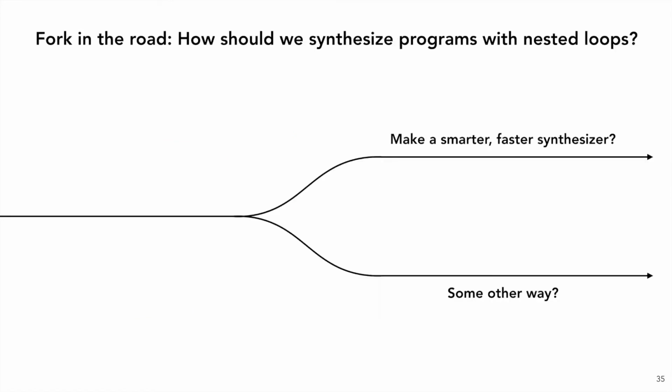And so at this point, we hit a fork in the road. How should we synthesize these programs with nested loops? What are our options here? So usually what you do at this point is you say, okay, I've just got to drill down, make a smarter, faster synthesizer. Well, we started asking ourselves, is there some other way?